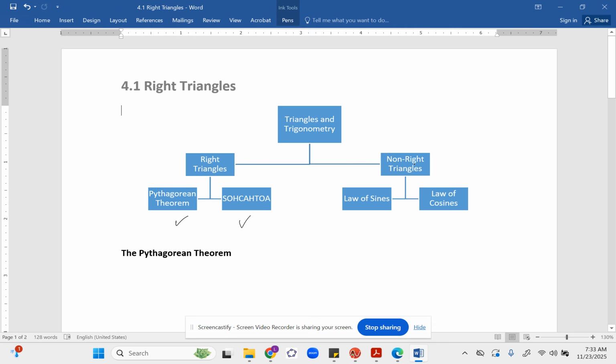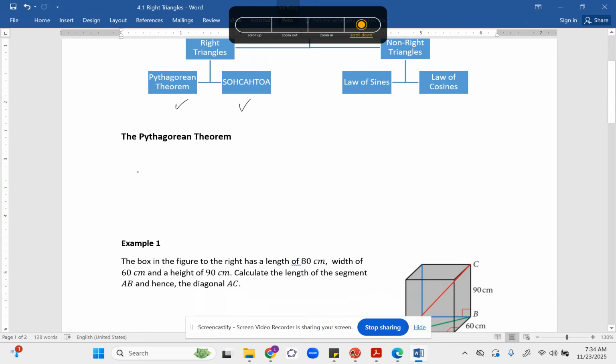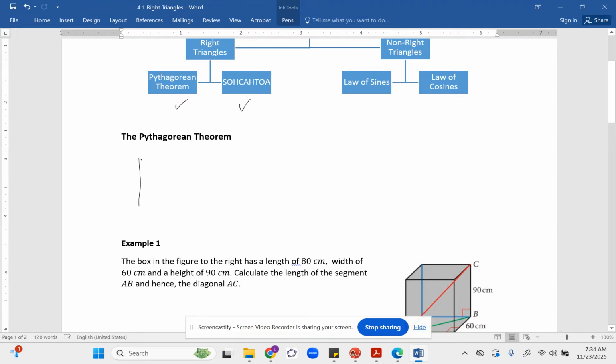And then the new parts of this unit are for non-right triangles. We're going to learn something called the law of sines and the law of cosines. The first couple of lessons, though, will be what's called right triangle trig. So first, we'll talk about the Pythagorean theorem. The Pythagorean theorem is for right triangles.